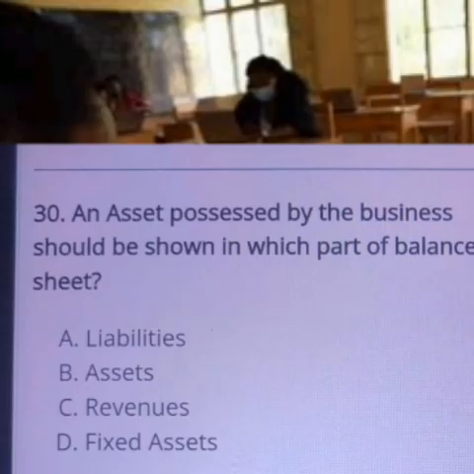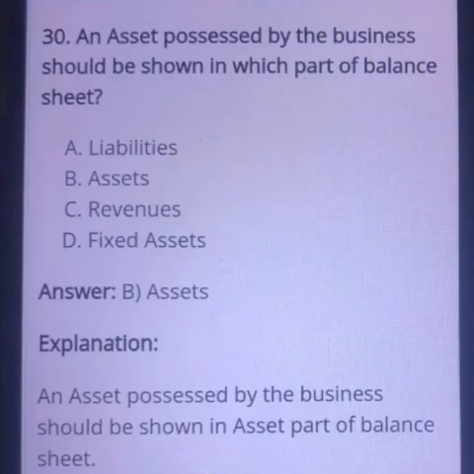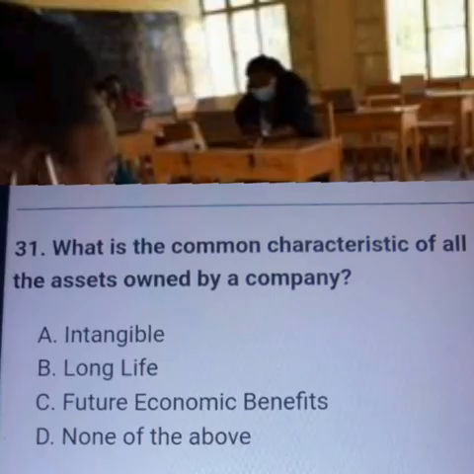Question number 30. An asset possessed by the business should be shown in which part of balance sheet? A. Liabilities. B. Assets. C. Revenues. D. Fixed assets. The true answer is B. Assets.